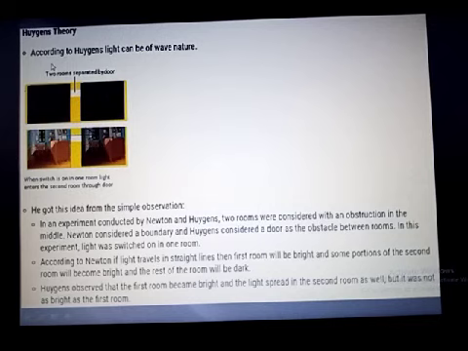According to Huygens' theory, light can be of wave nature, and he got this idea from a simple observation. What did he observe? In an experiment conducted by Newton and Huygens, the room was constructed with an obstruction in the middle. Newton considered a boundary and Huygens considered a door as the obstacle between the rooms.